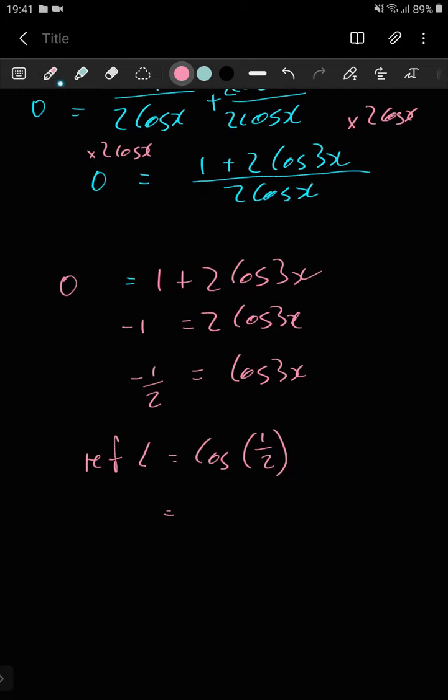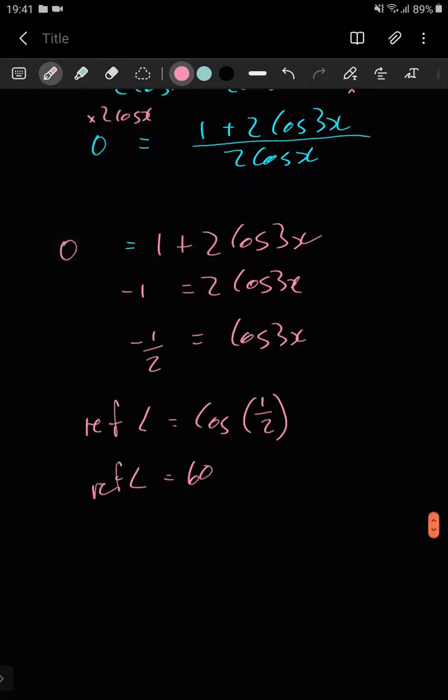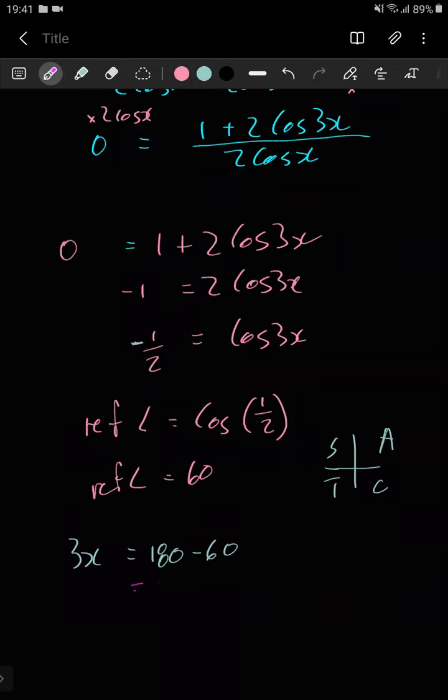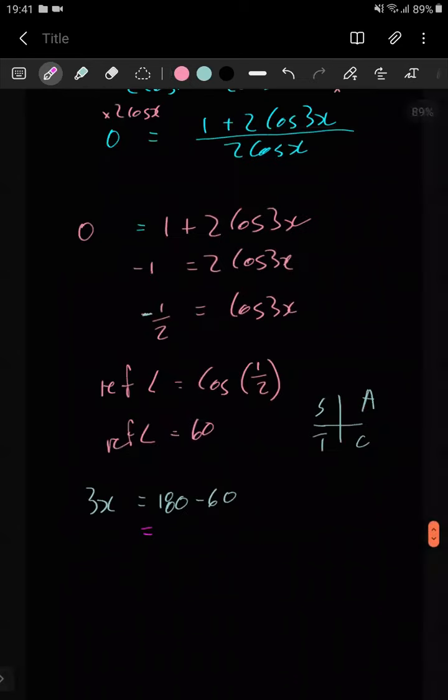So that's kind of scary. So this is like a 60. Because that's a reference angle, now we can say stuff like 3x is equal to, well, we have to work with where cos is negative, right? So cos is negative in this quadrant, 180 minus our reference angle. We don't have to do the plus K360 thing because we're not getting a general solution. We just want to solve for x. So here, this is like 120.